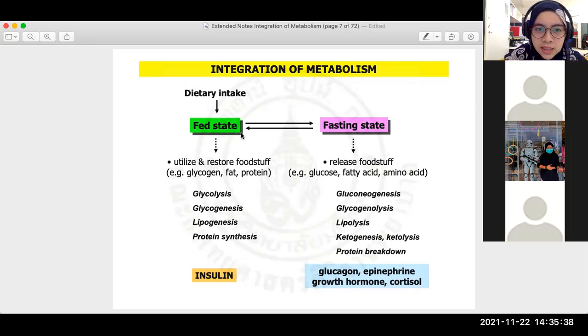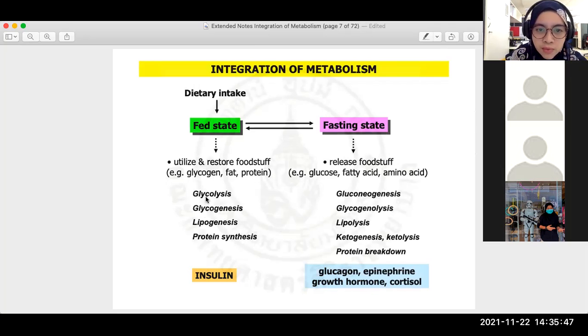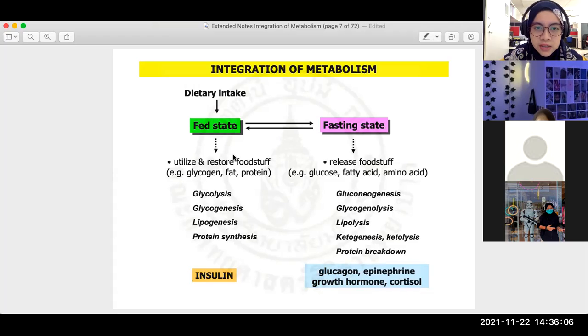The fed state is after we have taken our dietary intake, for example. The processes that take place during the fed state would be glycolysis, the breakdown of glucose, and glycogenesis, storage of excess glucose. We also have lipogenesis, and then protein synthesis. The hormone that is actively involved or activated in the fed state would be insulin.